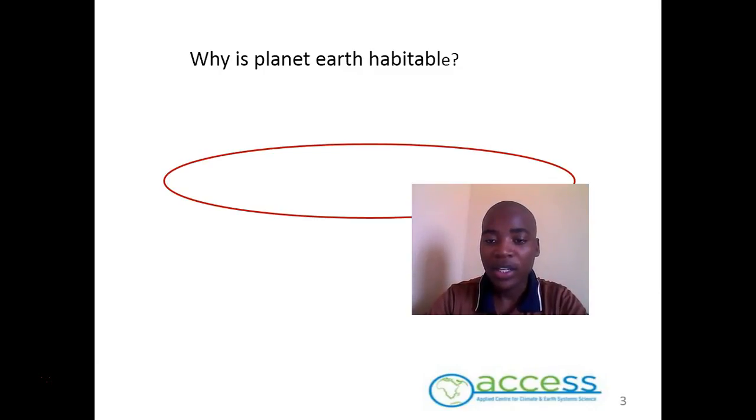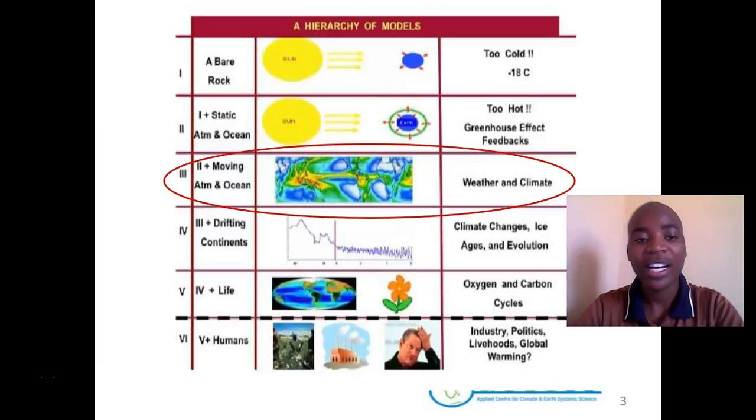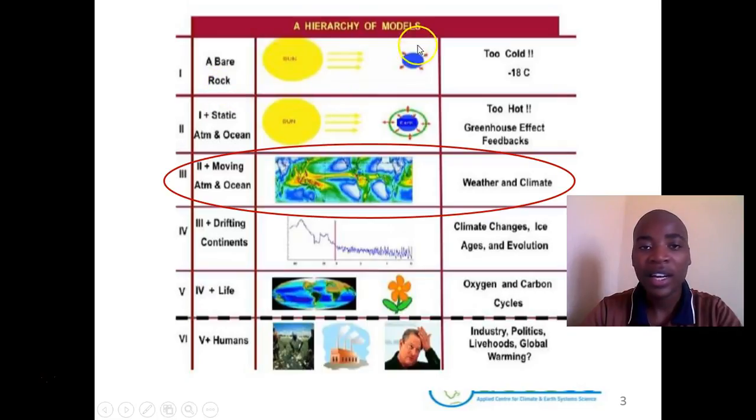In HPW, we want to answer this question: why is planet Earth habitable? In the hierarchy model of HPW, we're in number 3, which is moving atmosphere and ocean. In the hierarchy model, of course, we also talk about the Earth as a bedrock, where we talk about not too hot, not too cold. Second, we talk about the static atmosphere and ocean. We'll look at the light and air. Talk about the greenhouse effect.